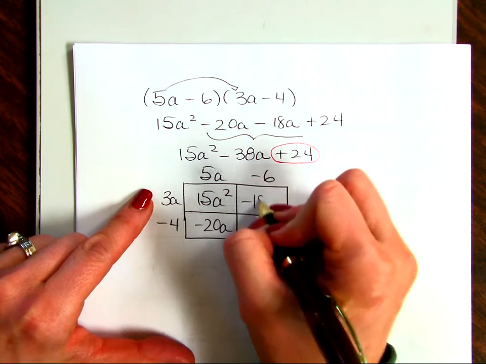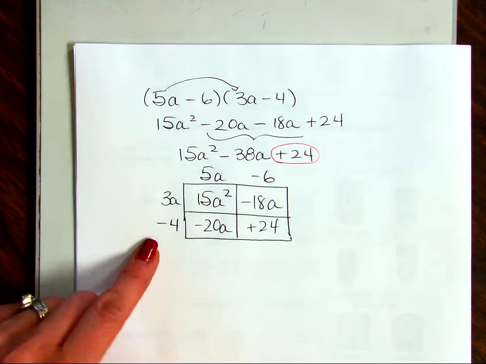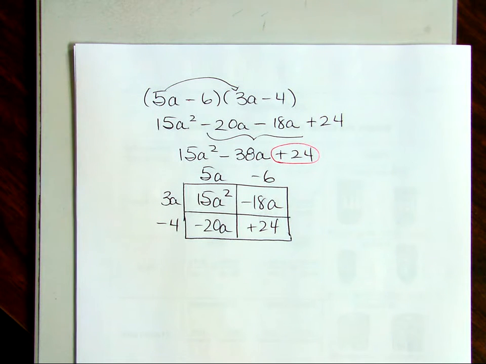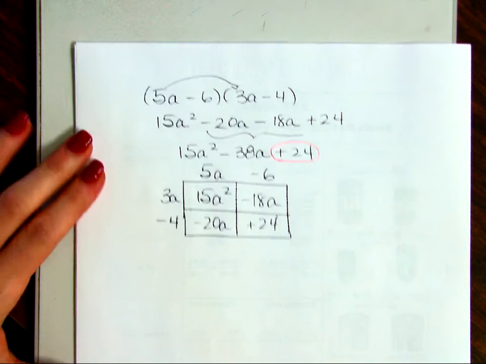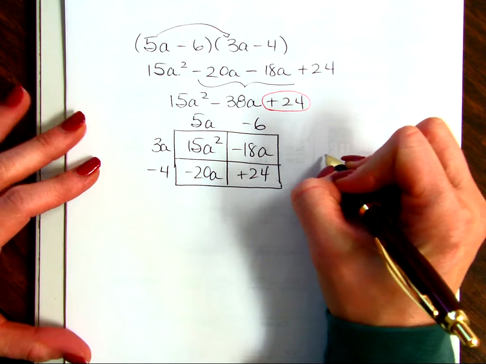This gives you your -18a, and there's your positive 24. Combine those terms and you get the same answer, okay? So let's talk about a couple, we call them special cases. You still just solve them the exact same way.